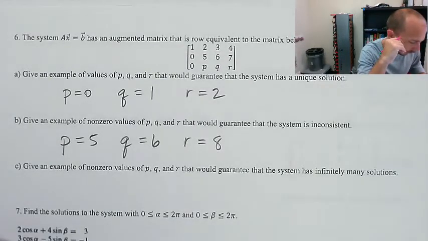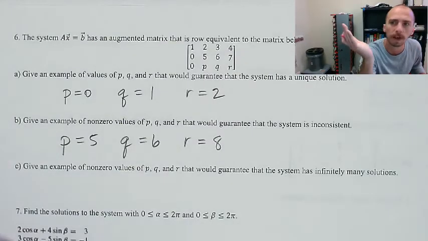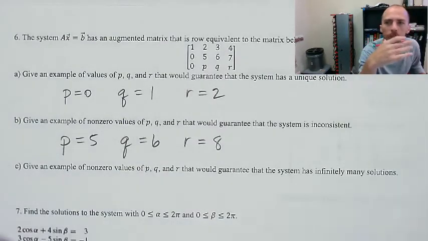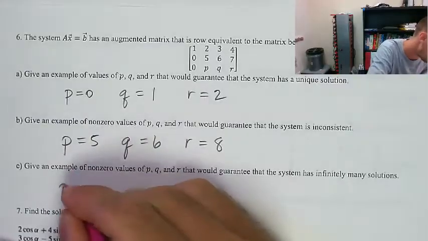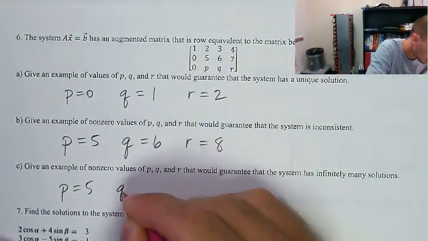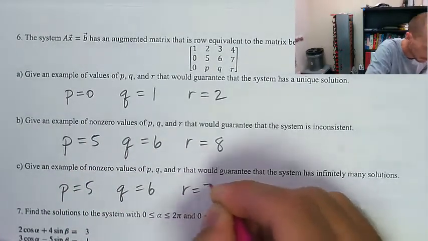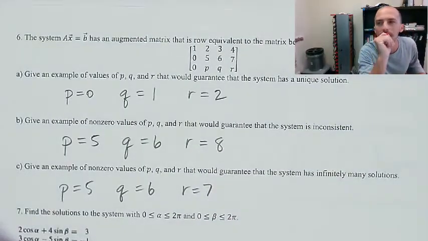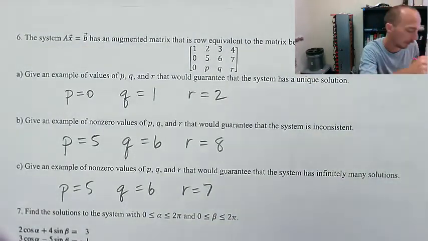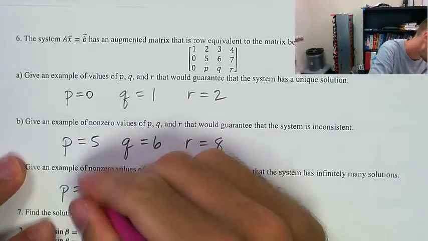So give an example of non-zero values of P, Q, and R that would guarantee that the system has infinitely many solutions. Okay, I think if we did 5, 6, 7, then we would subtract down. We'd have a row of all zeros. So that's what I'm going to say. But again, if you think of any others, oh, I've got others.